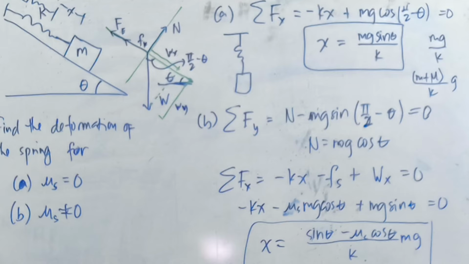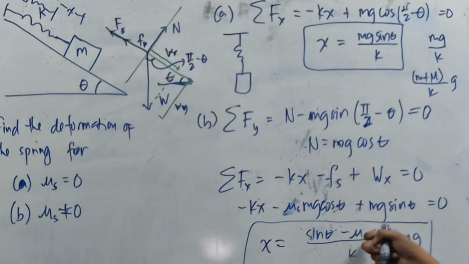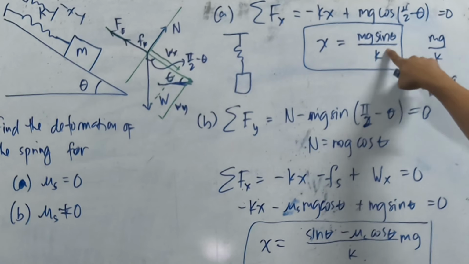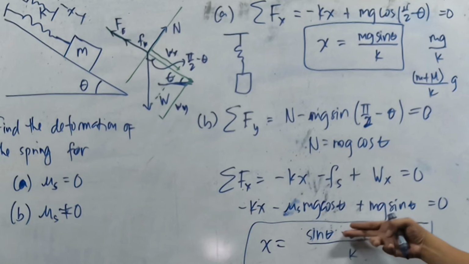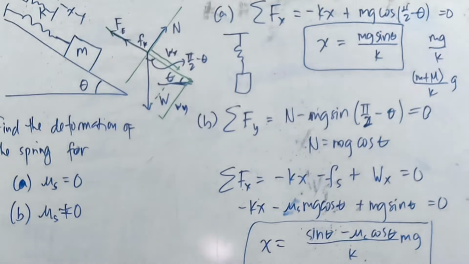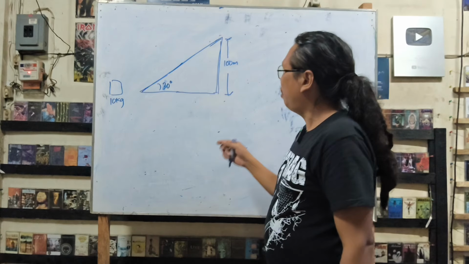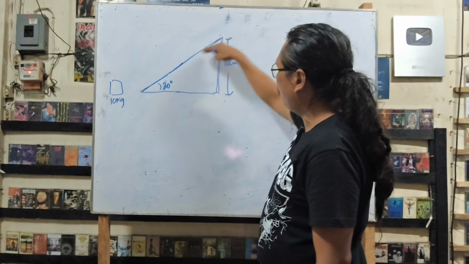Okay, so notice in this case that if mu s equals 0, what do we have back? We get this. If mu s equals 0, so this term right here will be 0. So this is just mg sine theta over k. Okay?